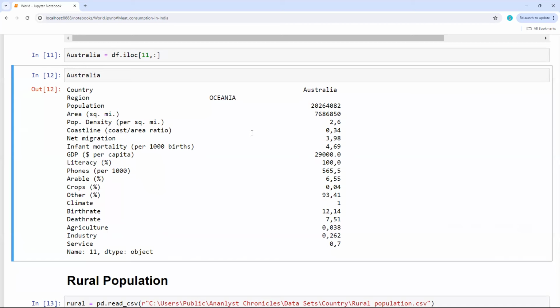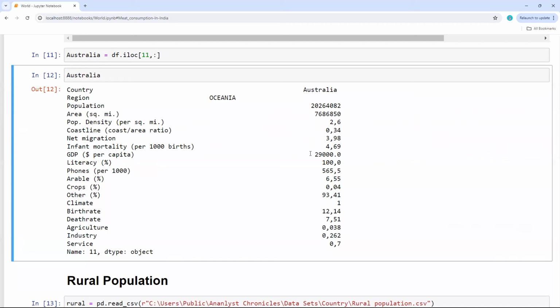It also has a very high coastline, net migration is 3.98, and infant mortality per 1,000 births is 4.69. GDP is 29k per capita. Literacy rate is 100 percent. Australia has a 100 percent literacy rate. That is a very good thing.